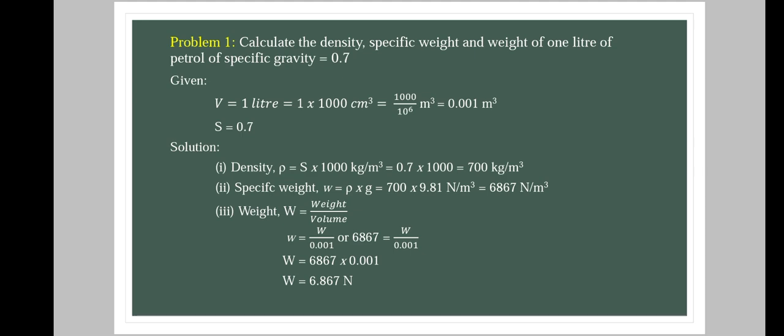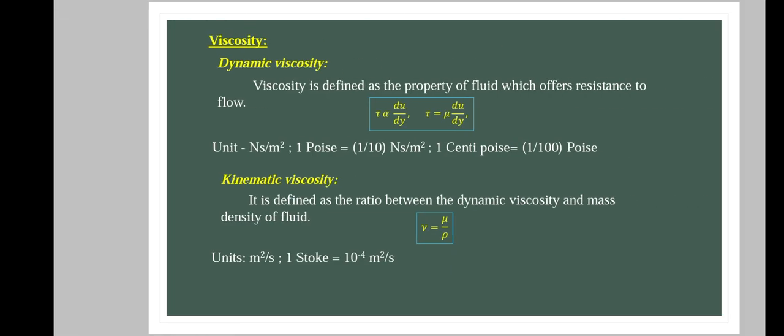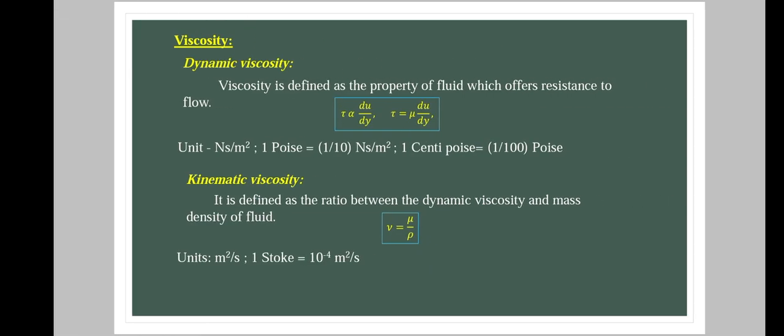After that, weight, which is the specific weight multiplied by volume. So w small is equal to W by 0.001, which gives 6867 is equal to W by 0.001. Now we will find the value by solving this. The W will be 6.867 Newton. So this is a simple sum which applies the basic formulas of the properties of the fluid. And the remaining properties we will see one by one.